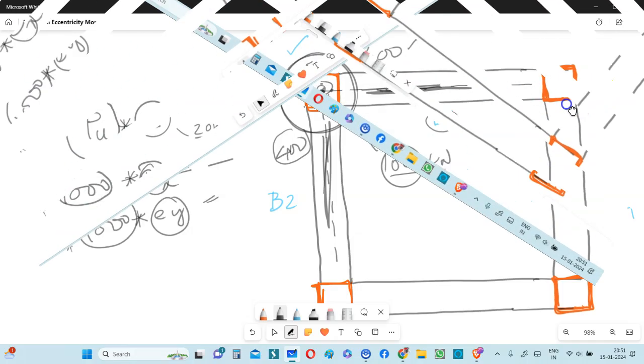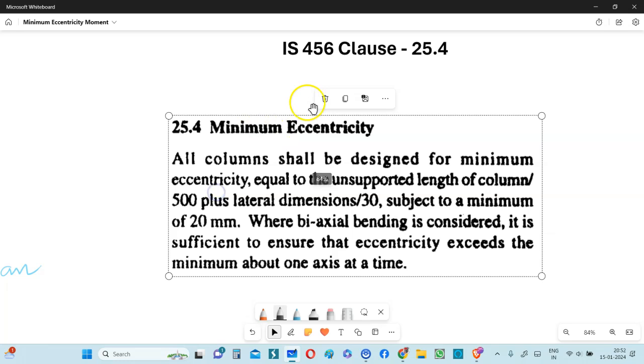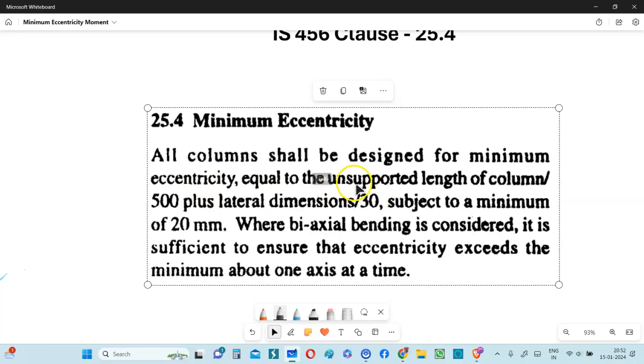Now coming to a second point, I want you to attend to clause number 25.4 in IS 456. It says all columns shall be designed for minimum eccentricity equal to the unsupported length of column by 500 plus lateral dimension by 30. So this is the formula that I was talking about. But my emphasis is on the next line, that is, where biaxial bending is considered, it is sufficient to ensure that eccentricity exceeds the minimum about one axis at a time.